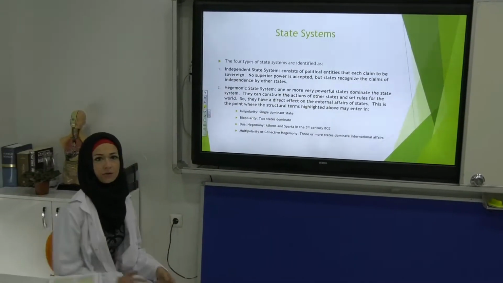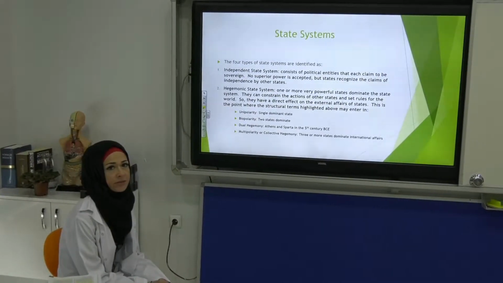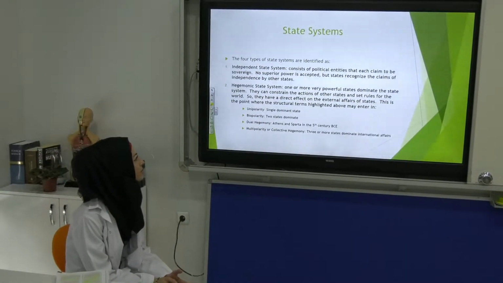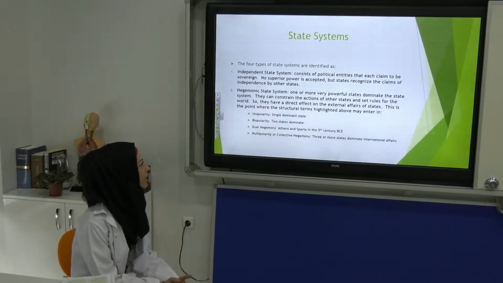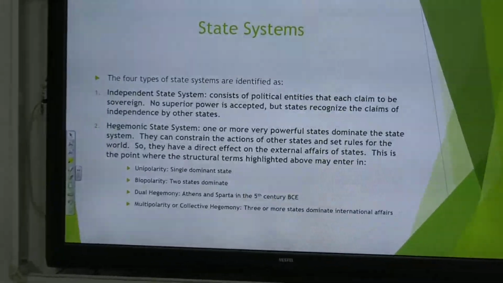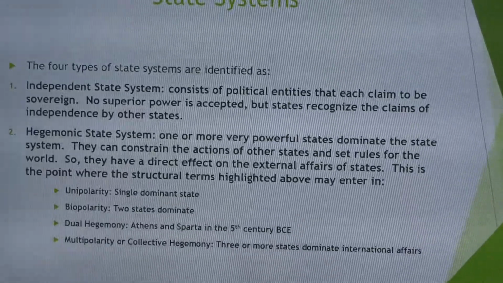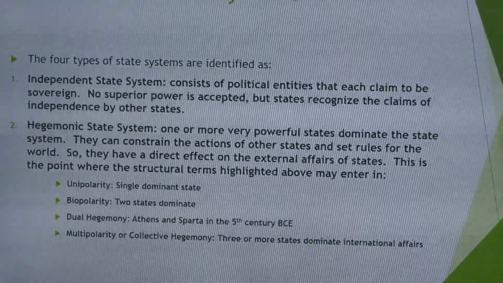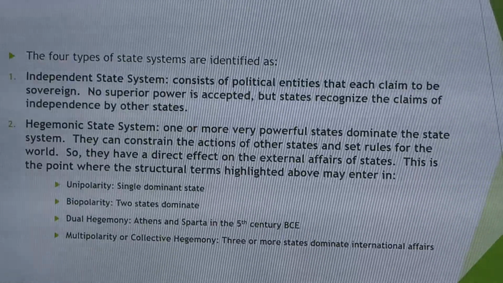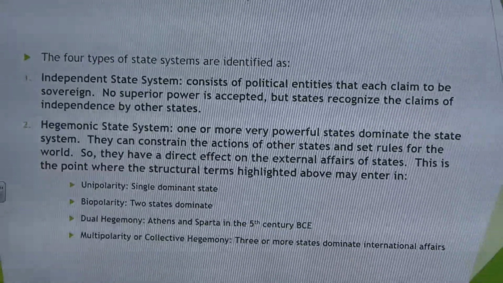We talked about last week that there are 4 types of state systems. The first system being the independent state system, which consists of political entities that each claim to be sovereign. No superior power is accepted, but states recognize the claims of independence by other states. So in this type of system, each state within and of itself is acting as a sovereign nation. And they do not interfere in the interactions of other states, what they do within their own states. And they believe in the independence of other states.